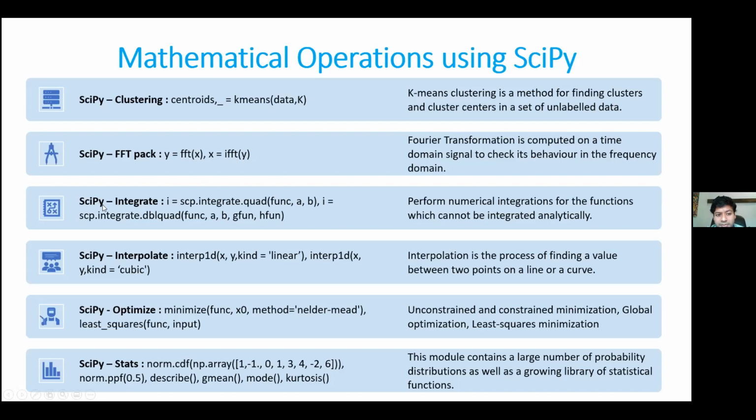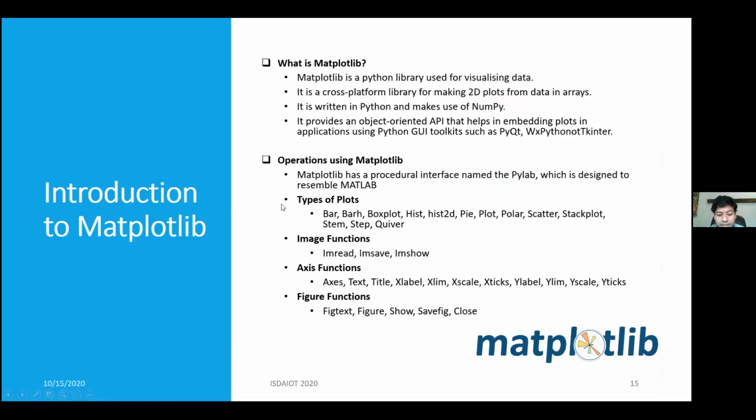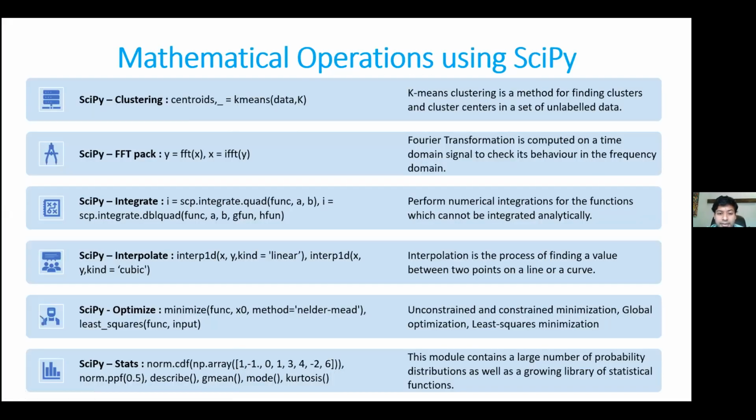Then there is CP integrate. So this integrate.quad expects the input as a function. And A and B are the lower and upper limits of the function. So this is a numerical integration. It gives you the numerical integration value and an error, the numerical error in the computation.